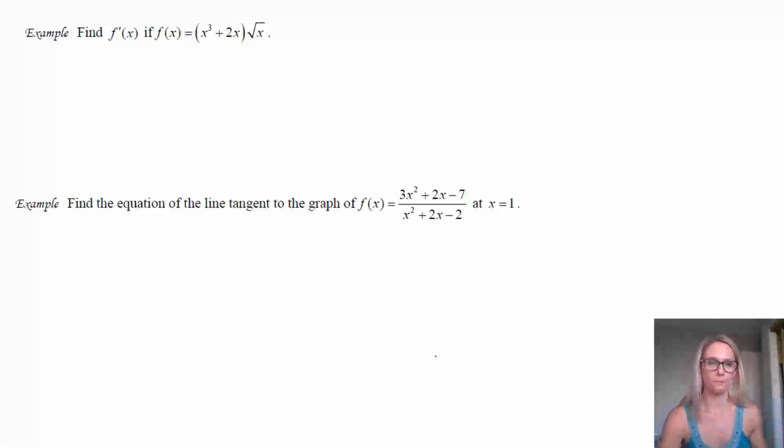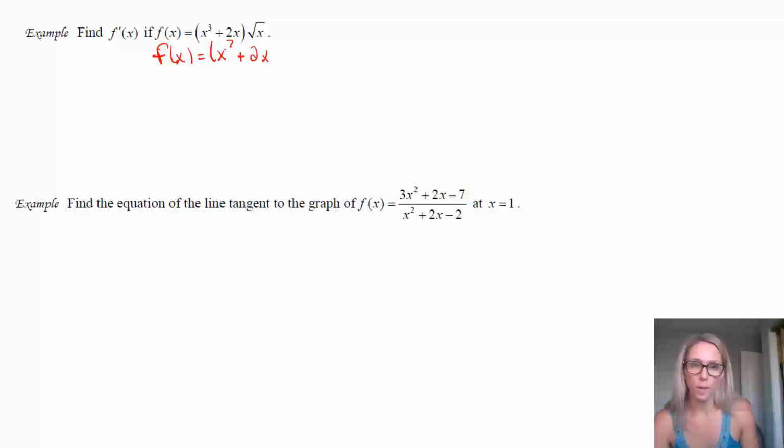Whew, now we have more. All right, so now we're taking the derivative of f of x equals this polynomial here times this radical. So there's a couple different ways to do this, and that's good to know. But one way to do this is just to understand that these are just two algebraic terms here. So you have x cubed plus 2x.